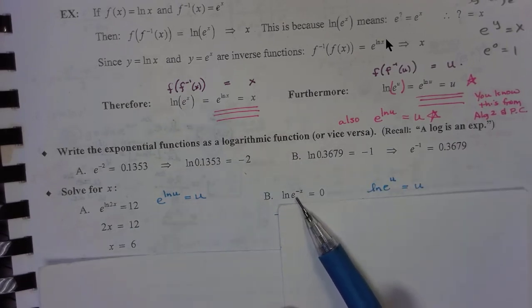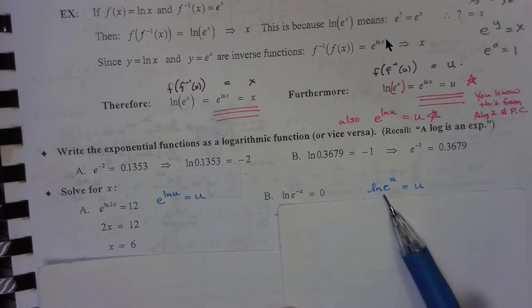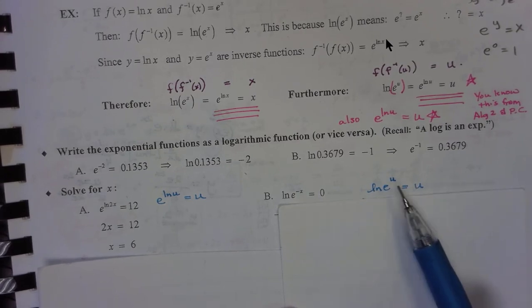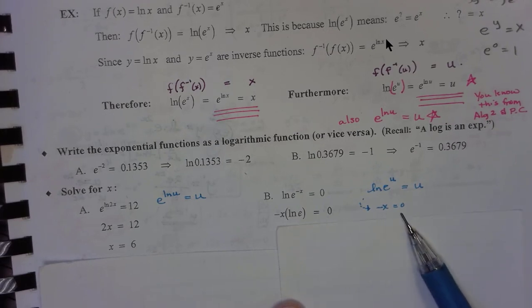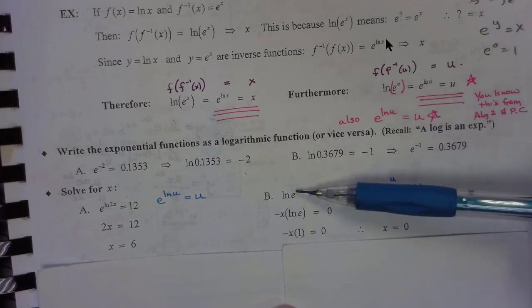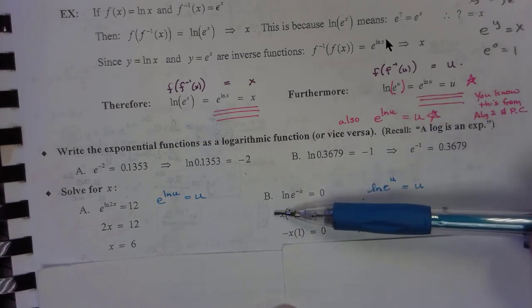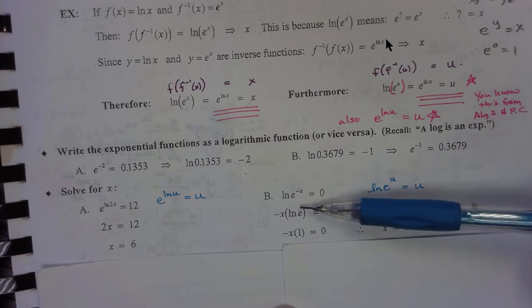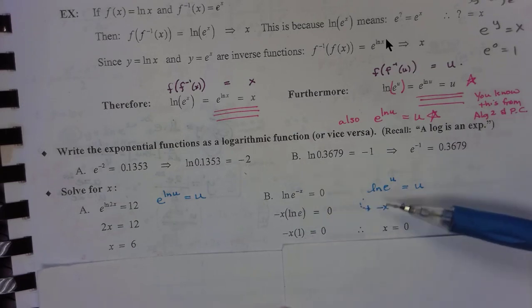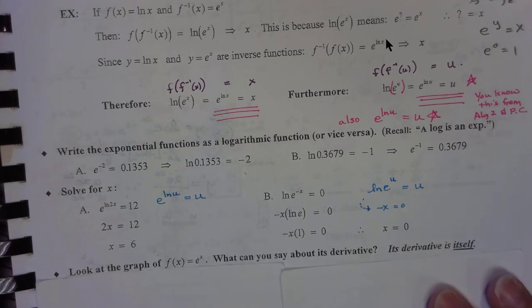Natural log of e to the negative x is 0. Remember, natural log of e to the u is u. So my u is negative x. Okay, so negative x is 0, making x to be 0. But we could actually think about our log properties. If I bring this exponent down, I now have negative x times the natural log of e. We know that the natural log of e is 1. And again, we still get the same answer.